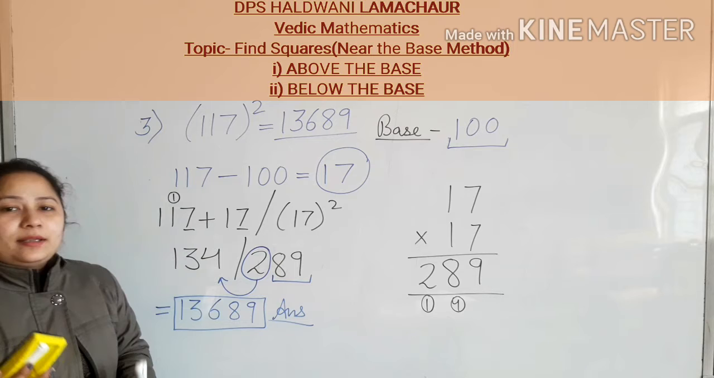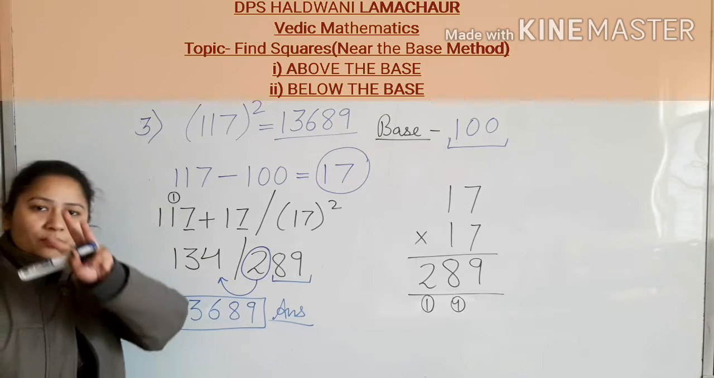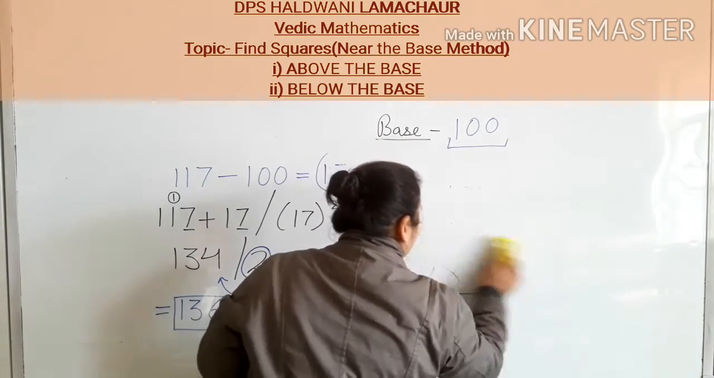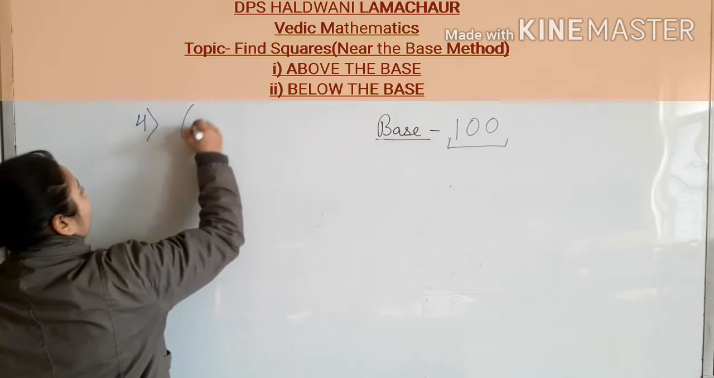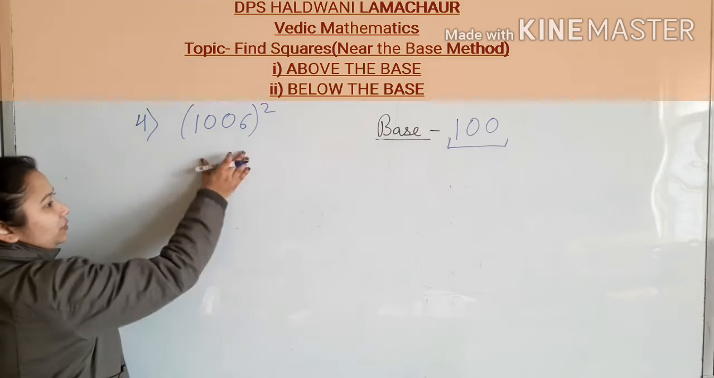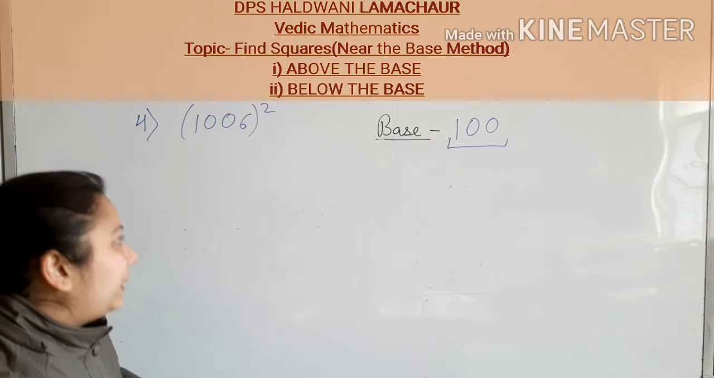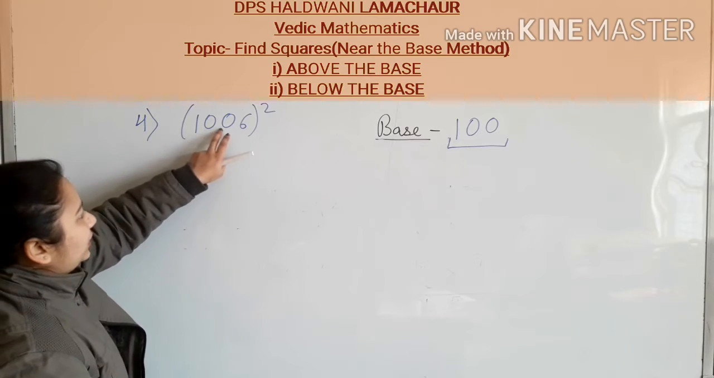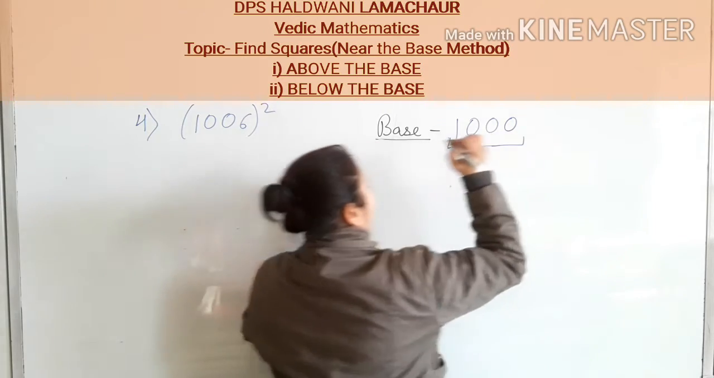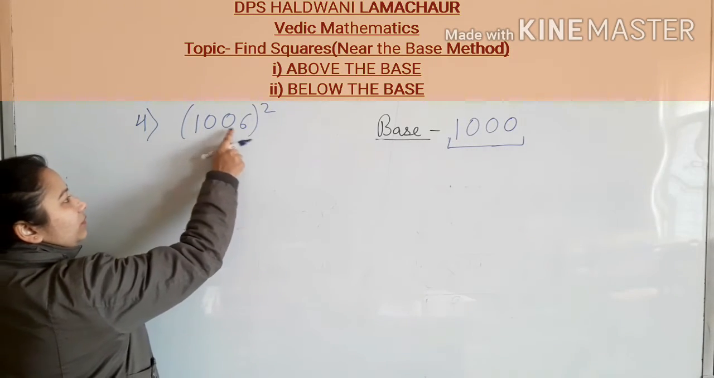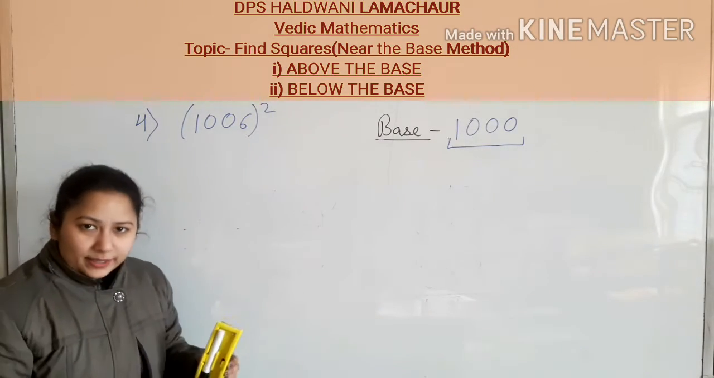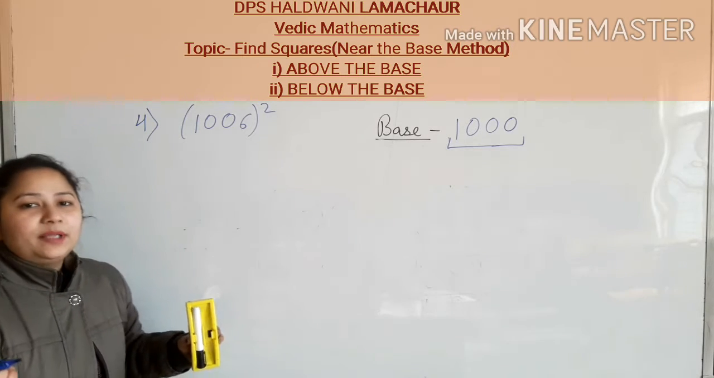Now students, we will take the fourth sum. Our fourth sum is a 4-digit number. Please stay tuned with the video. Our fourth sum is 1006 square. Now kids, first of all you have to take the base. For the base, as I have told you, 1, 2, 3, 4 digits are there, so 1, 2, 3 and 1 more 0, 4. This way you can take the base for the numbers which are above the base.